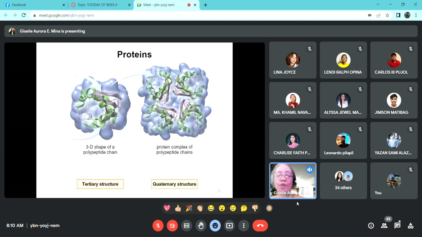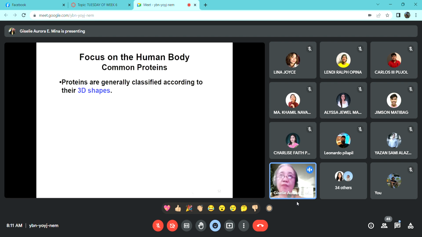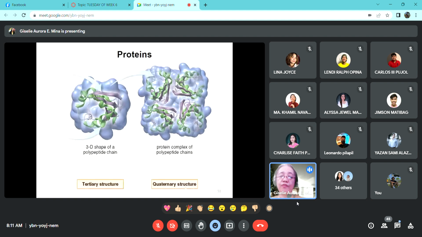Now, this tertiary structure of protein, once it binds to another tertiary structure of protein, you now form the quaternary structure of protein. When two or more subunits of the tertiary structures are joined together, you form the quaternary structure of protein. And an example of that is your hemoglobin. There are four subunits of tertiary structure, and they are held by iron, forming your hemoglobin.